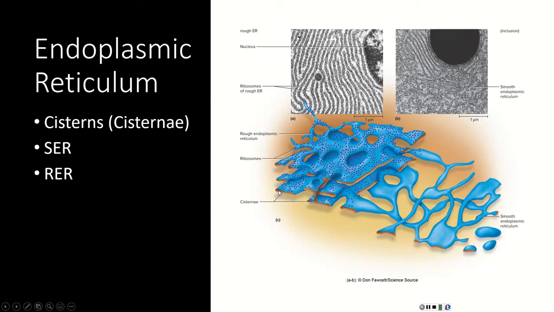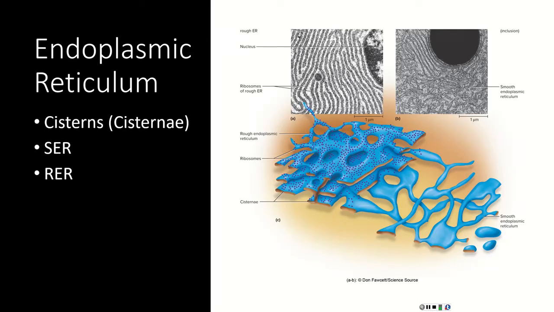Well, these open spaces, because the rough ER and the smooth ER both are hollow. They're like hollow tubes. And these spaces, the actual tubes of the endoplasmic reticulum, are called cisterns or cisternae. The cisterns or the cisternae are these branching web-like tubes. And that's in both the rough and the smooth. In the rough, the cisternae are a little broader. In the smooth, they're a little narrower.